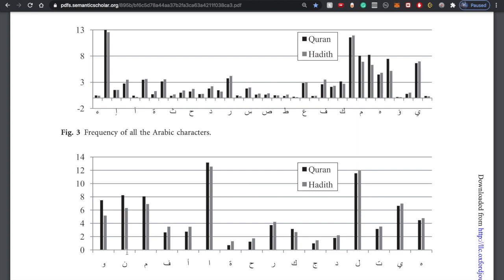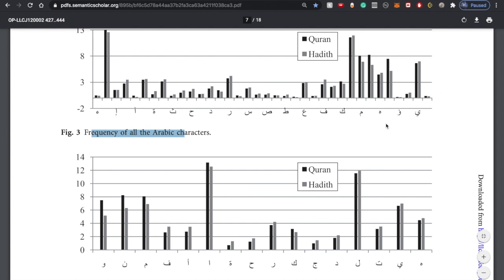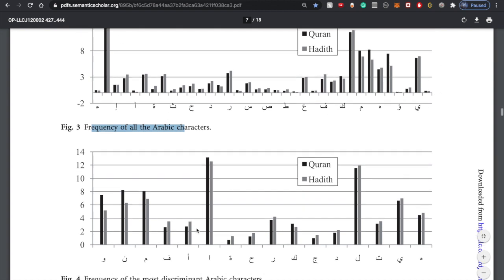So, of course, the most common words are going to be certainly more represented sometimes. So everyone is going to be using certain letters at a rate which is similar, just because of the nature of the languages and what letters compose the most common words. But what's important to look at is the relative differences and see if we can find any significant differences between two authors and how often they use certain letters in the words that they use. And you can see here they show the frequency of all the Arabic characters, and there are differences, quite significant in the most discriminant.